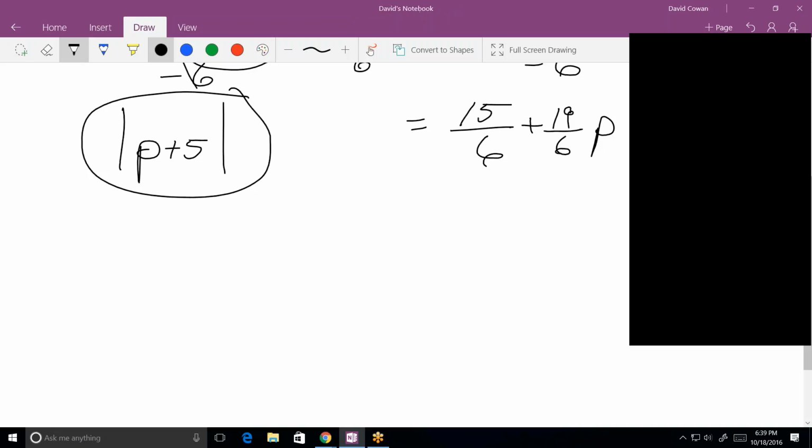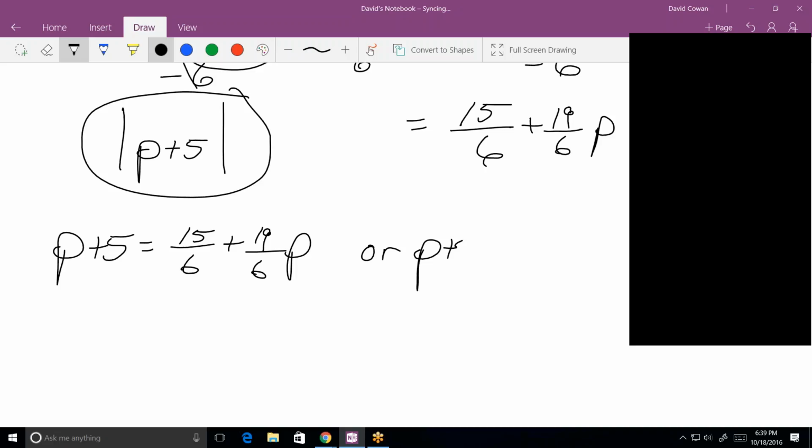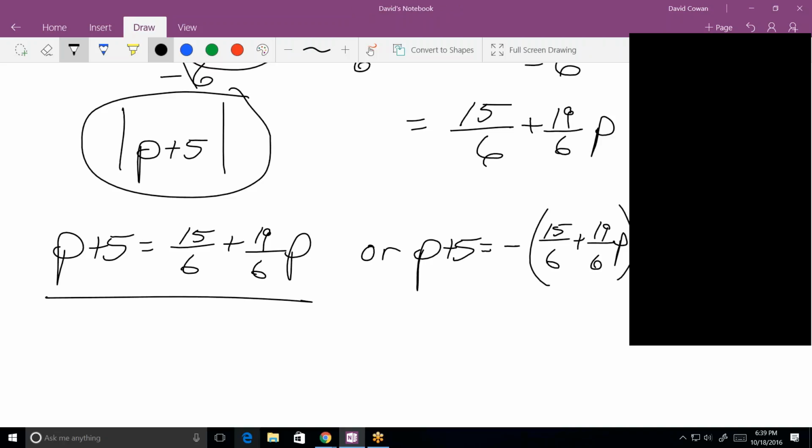Well, so now that allows me to write that p plus 5 is equal to the right side, or p plus 5 is equal to the negative of the right side. And each of these is going to give me a different solution, but I expect two solutions when I have absolute value. Okay, well, on this side here, to solve that, I'm going to combine my p's on the right.